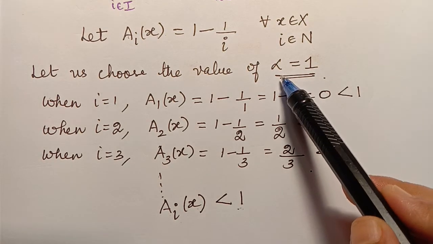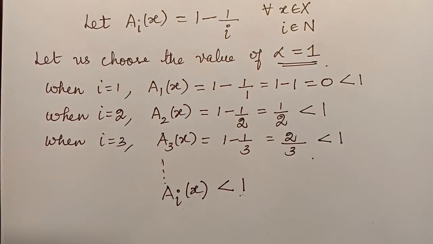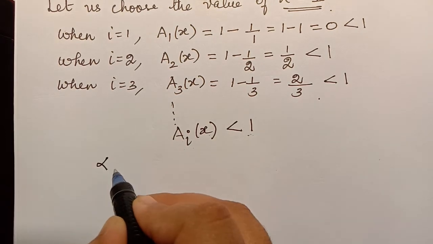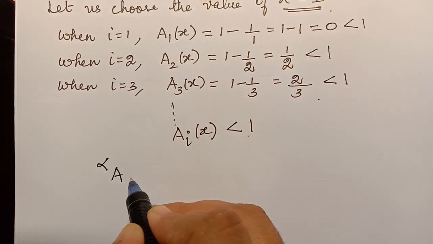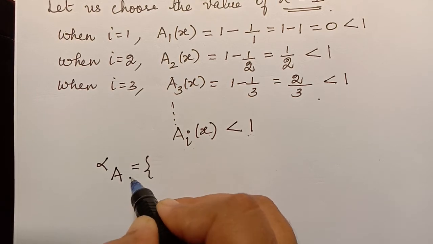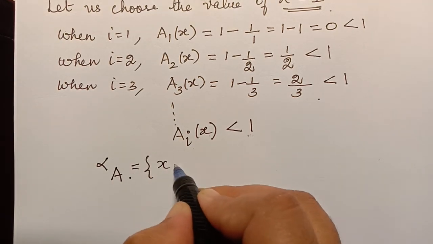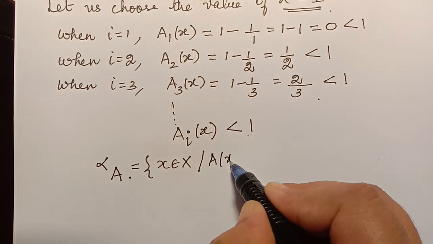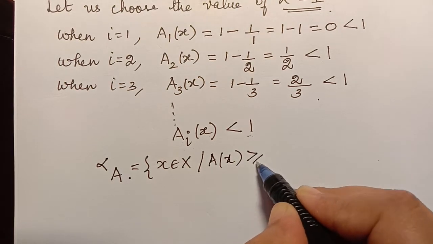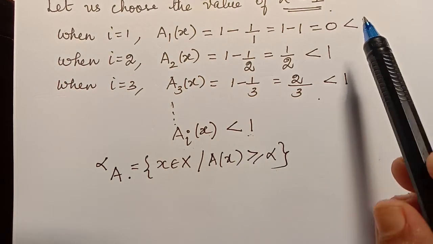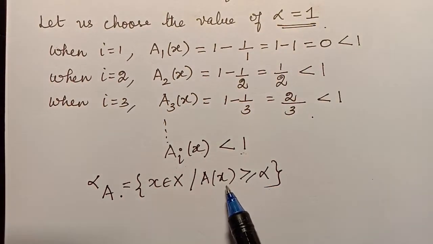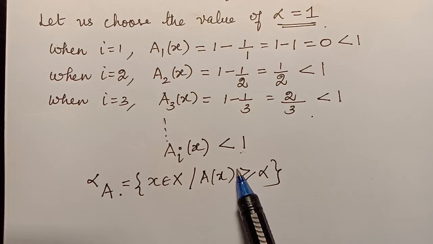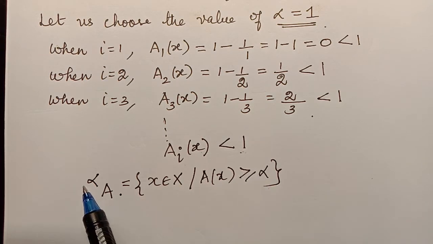Now here we have chosen alpha to be equal to 1. So what does that alpha cut set mean actually? By the definition, the alpha cut of a fuzzy set A is equal to all those elements of x whose membership grade with respect to that fuzzy set is greater than or equal to alpha. Now here we have chosen alpha to be equal to 1. So all those elements of the universal set such that A of x is greater than or equal to 1 will be the alpha cut set.